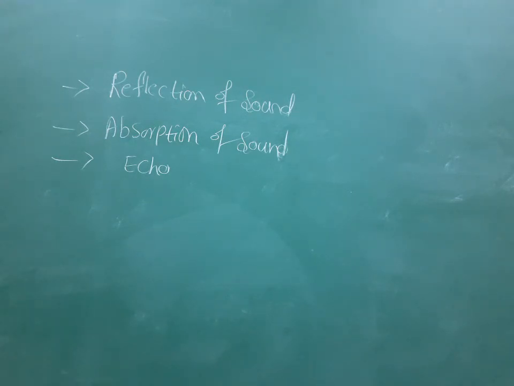The last one is echo. Echo is the repetition of the sound produced by a sound source. Echo reaches the listener some time after the original sound made by the person. Hope you all understood these three concepts. In the next class, we will discuss the characteristics of sound. Thank you.